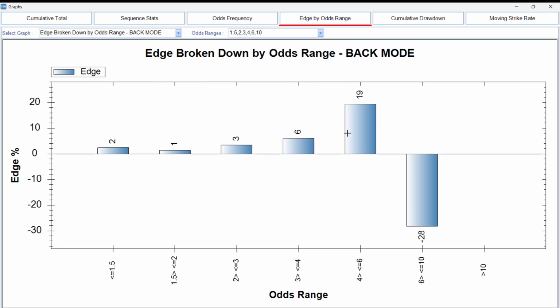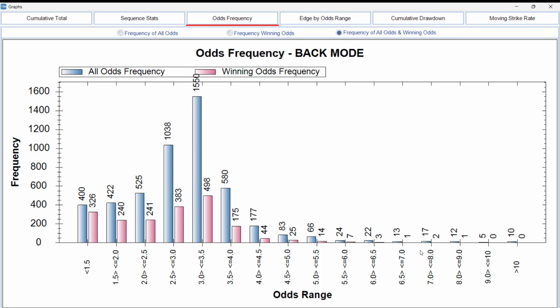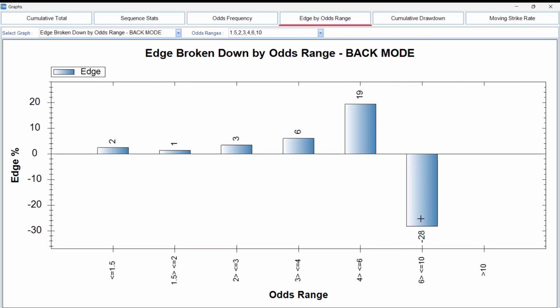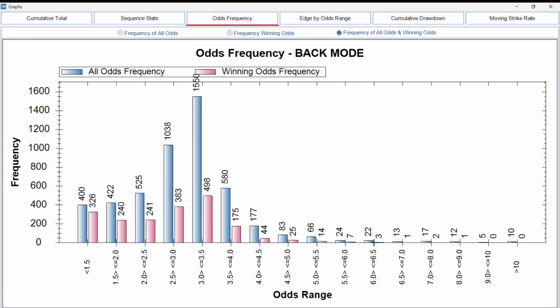And you can also see your edge, your yield, ROI by different odds ranges here. And this is a really good way to find out, oh, higher odds don't work for me. And you can check back and see how many higher odds do I have. So odds over 6 are not really working out for me. Do I have lots of odds over 6? Not that many. We can see how many bets I'm getting over that odds range.